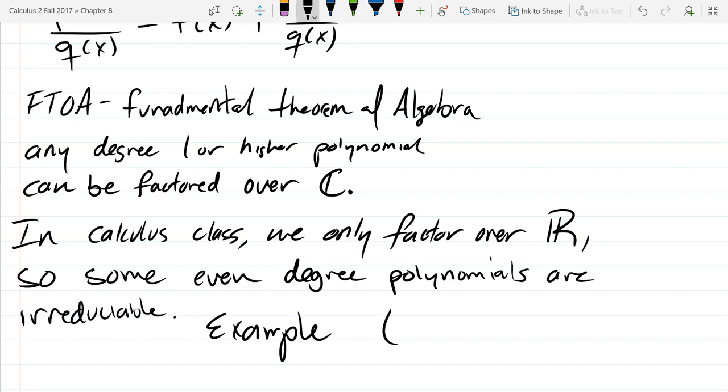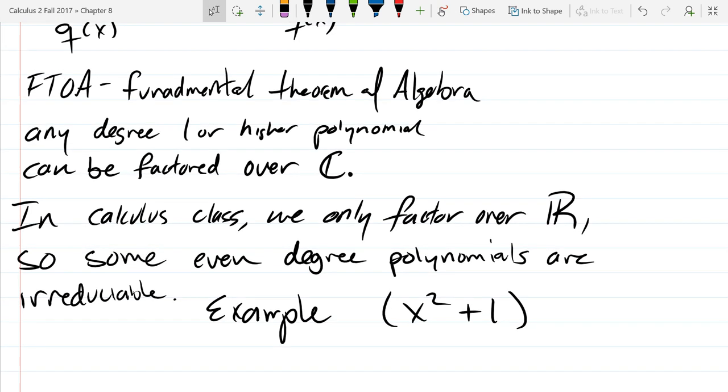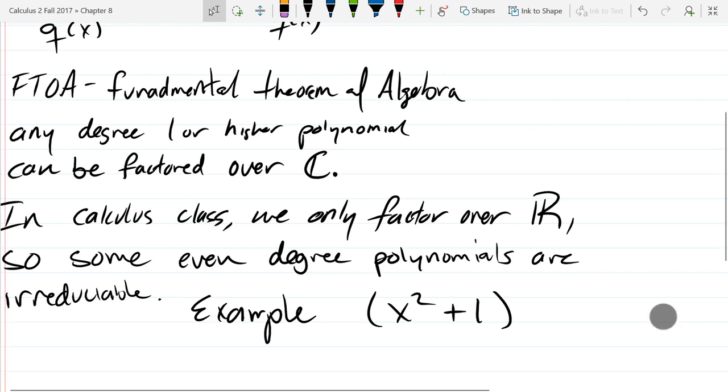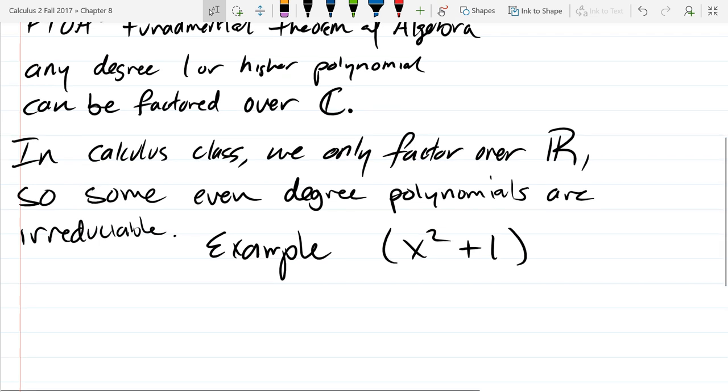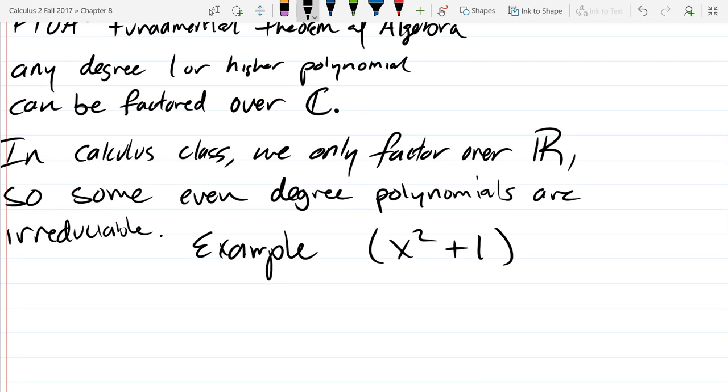So the easiest degree 2 polynomial that I can think of that does not factor over the real numbers is x squared plus 1. That's the standard example we look at. So remember, zeros correspond to factors. That was a really big theorem on polynomials. If you know about a zero of a polynomial, you also know about a factor. I can factor x squared plus 1, but I have to factor over the complex numbers.